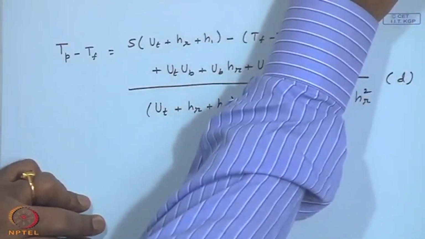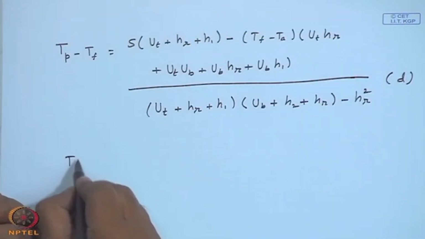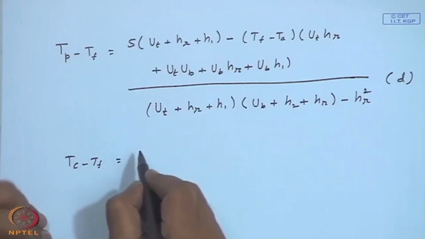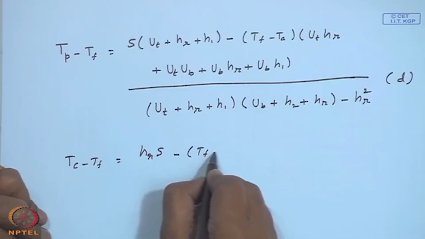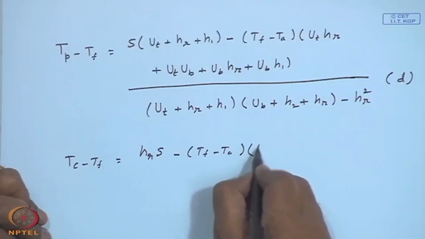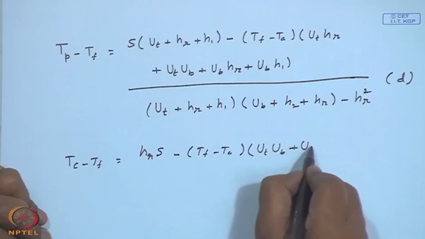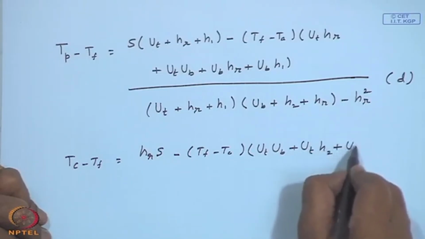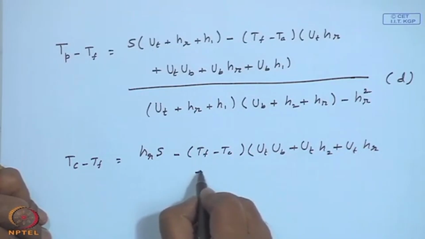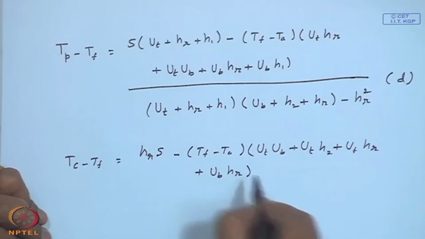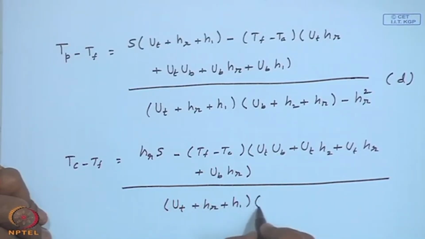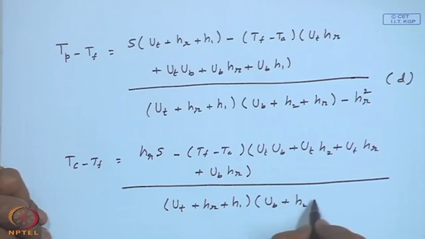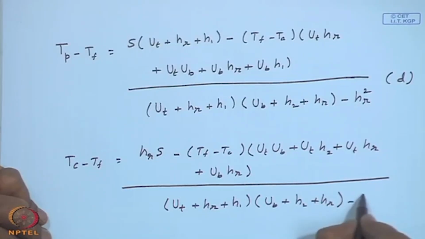So, Tc minus Tf equal to [Hr into S minus (Tf minus Ta) times (Ut Ub plus Ut H2 plus Ut Hr plus Ub Hr)] by [(Ut plus Hr plus H1) times (Ub plus H2 plus Hr) minus Hr square]. This we will call it E.